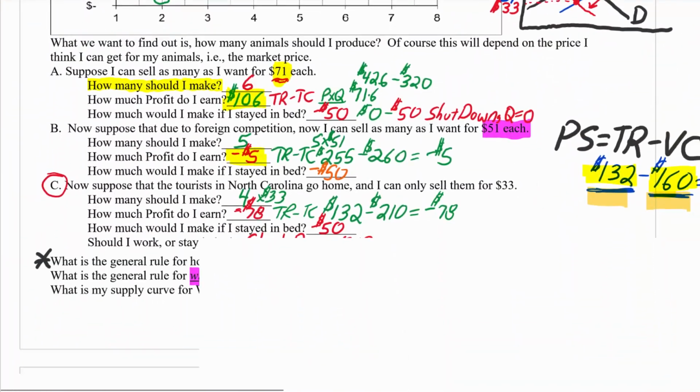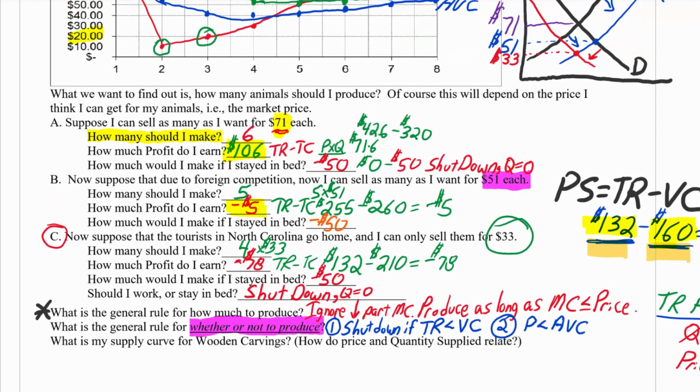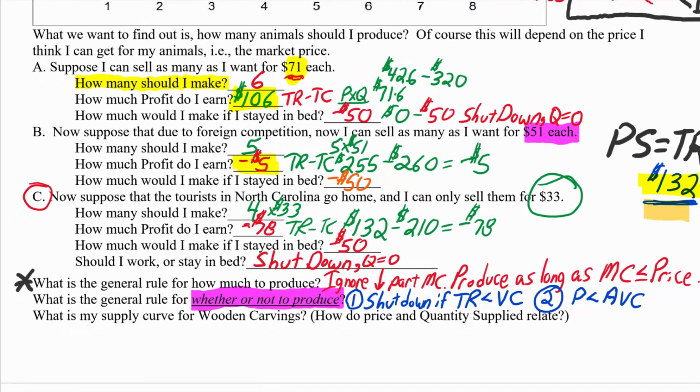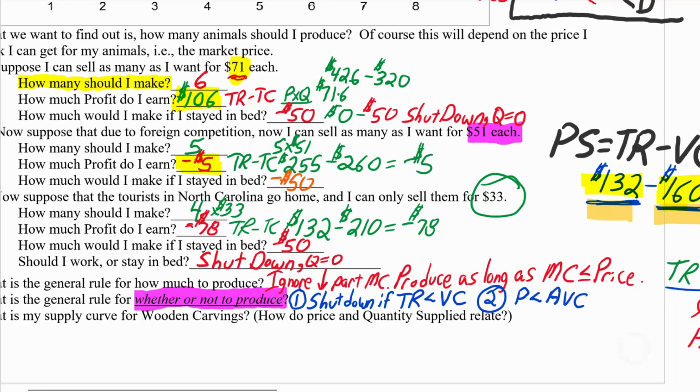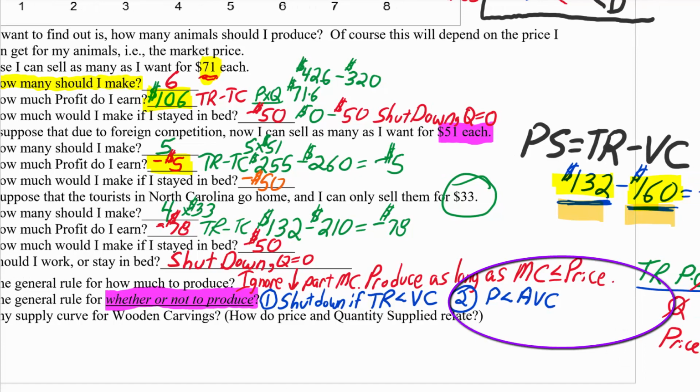Now, as we saw down here, when the market price was 33, we did better by shutting down. And we're going to see the same story even if the market price was $39.99. We're going to do worse if we produce anything than if we shut down and produce zero. The shutdown rule, this is what we call this second rule, says shut down if price is less than the minimum average variable cost. That makes it an easier way to implement it.